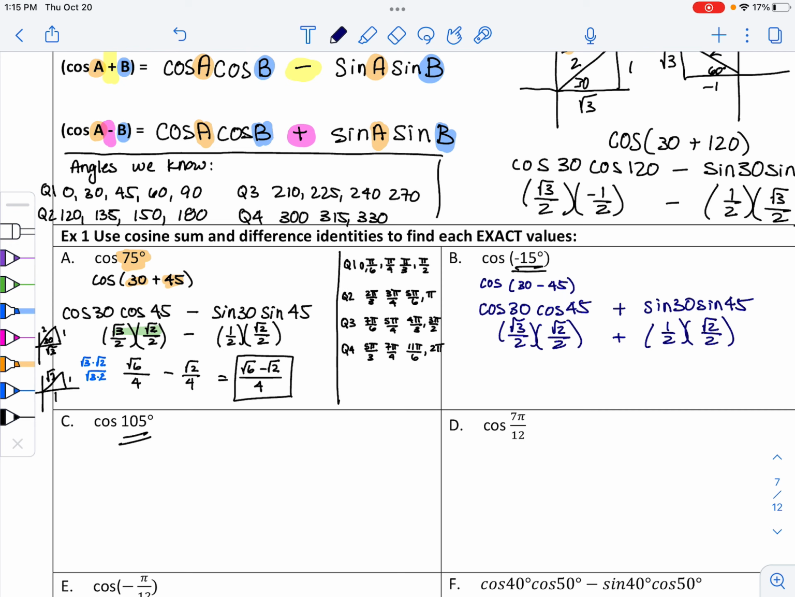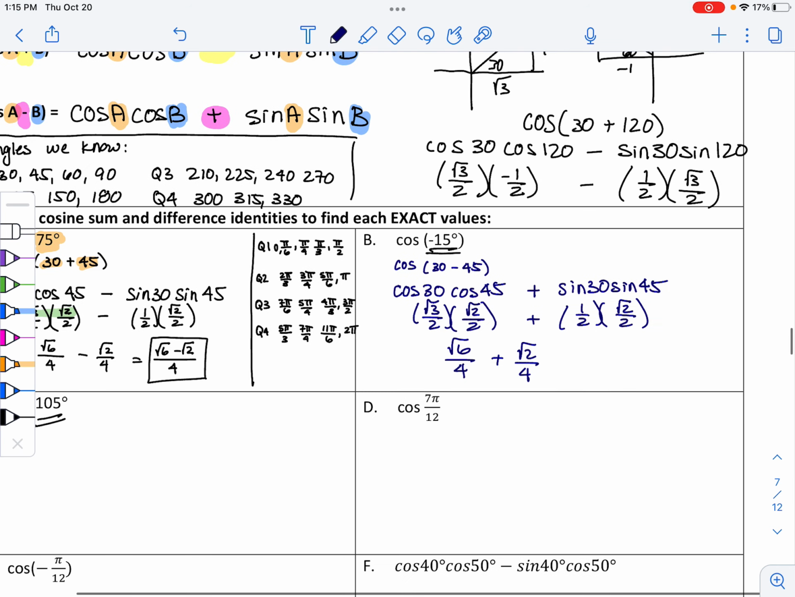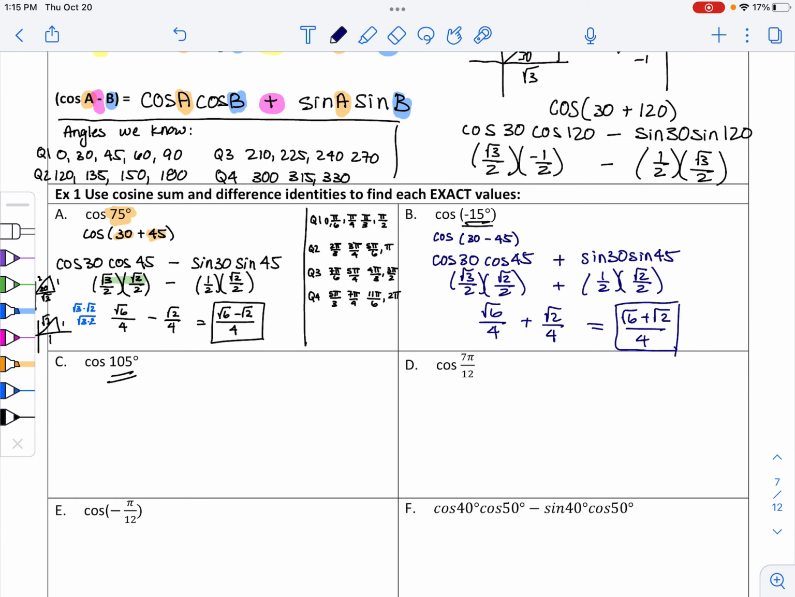Again, we multiply fractions straight across. So root 3 times root 2 is root 6 over 4. And 1/2 times root 2 over 2 is root 2 over 4. When I combine those fractions, this is going to become root 6 plus root 2 all over 4. These don't look much different, but I am telling you subtracting square root 2 versus adding square root 2 are numerically different.